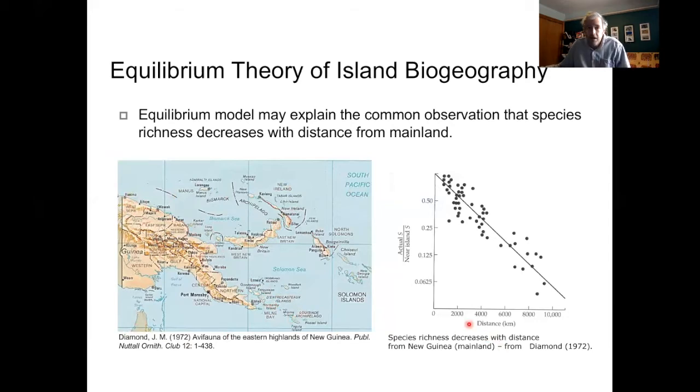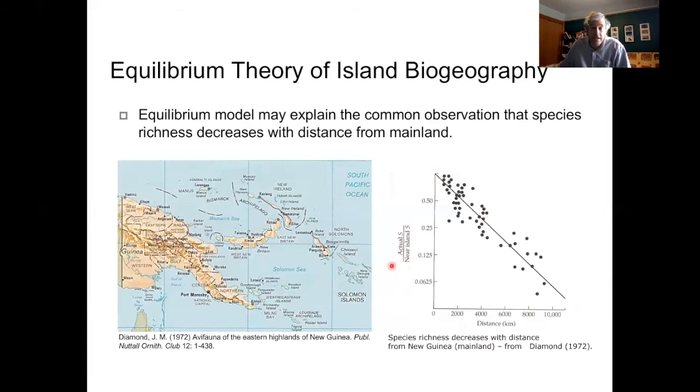Remember, when we're reading graphs, what do we do first? Well, we look at it and say, well, it's a line graph or scatter plot. We look at the axes. On the x-axis, we have distance in kilometers. And on the y-axis, we have actual species richness divided by near island species richness. So what Jared Diamond did was he counted the number of birds on each island and divided the number of birds on each island by the number of birds on the nearest island.